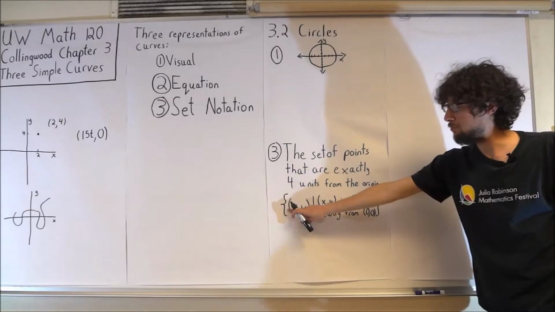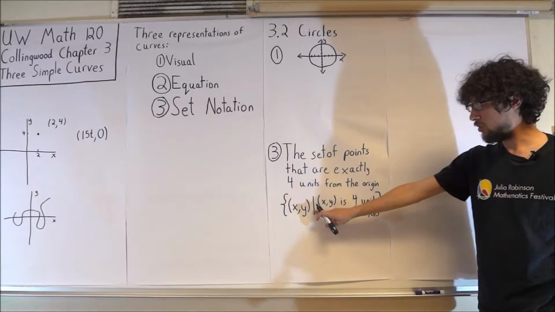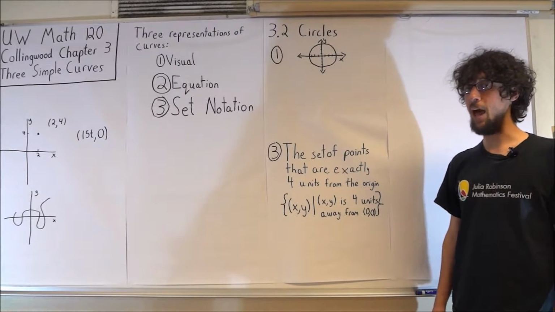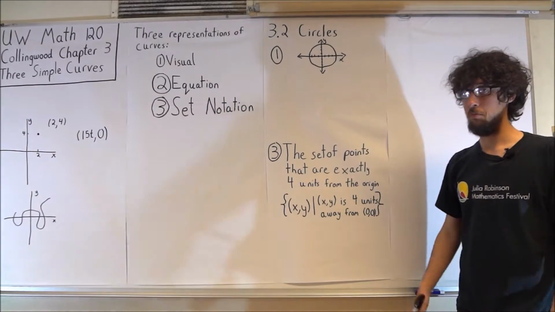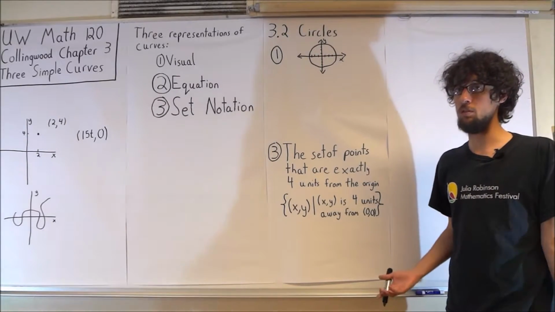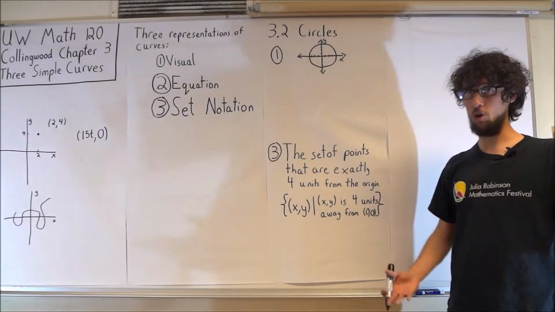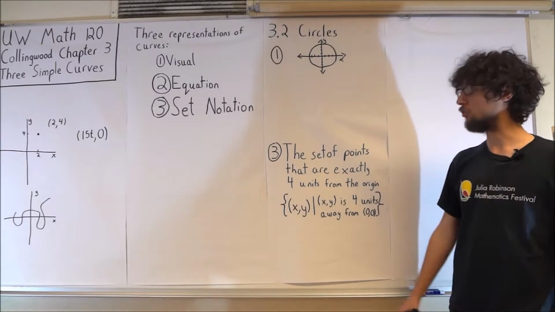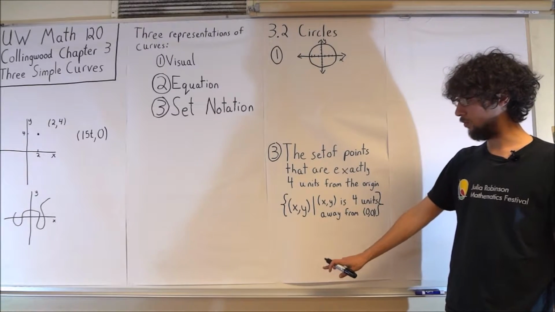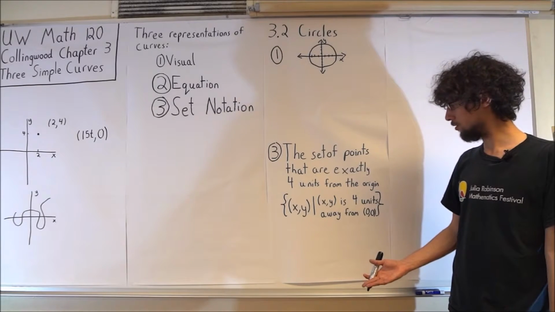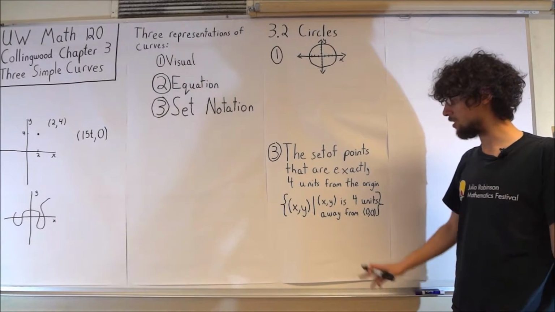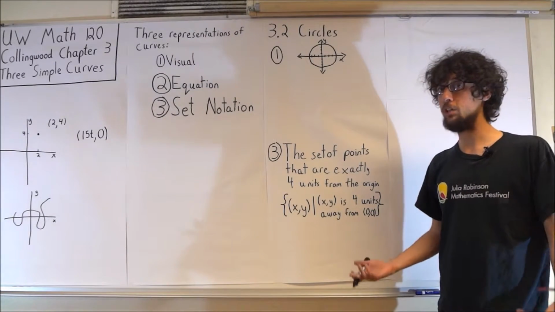I've written the set of points x, y, such that x, y is 4 units away from the origin. This is a perfectly valid description of the circle. This is a perfectly valid definition of a set. Sets do not always need to be written in completely formal jargon. It's perfectly fine in general to write down a set in more or less common English. So, to be a little bit more formal, I should at least specify that x and y are real numbers.